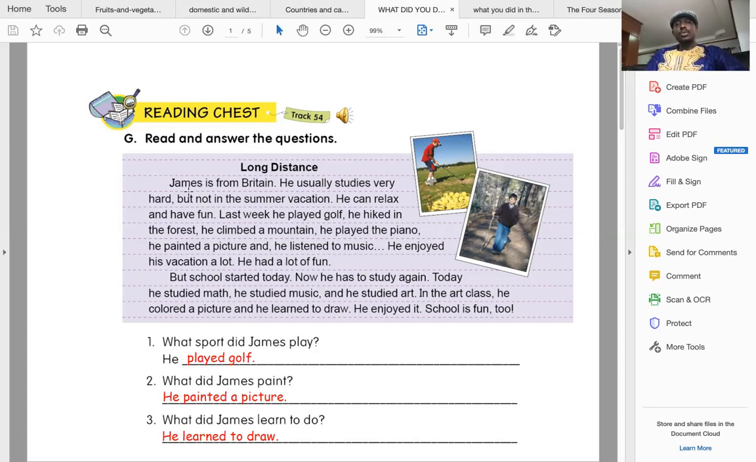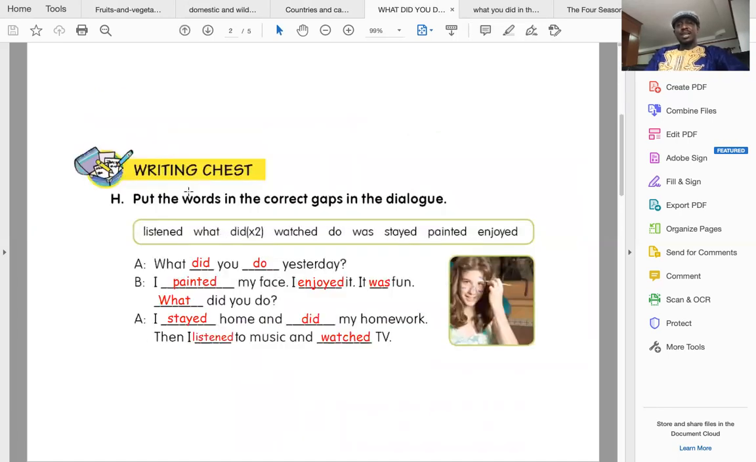So we answered the question: what sport did James play? He played golf. What did James paint? He painted a picture. This is the past lesson. And we also look at putting the words in the correct gap in the dialogue.